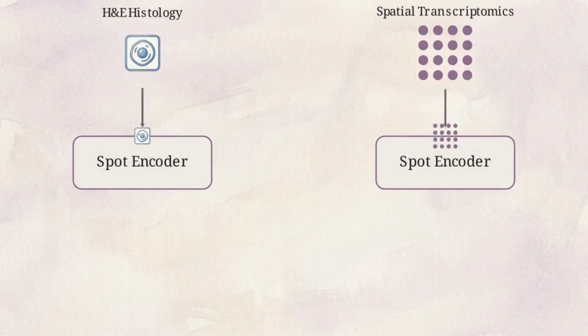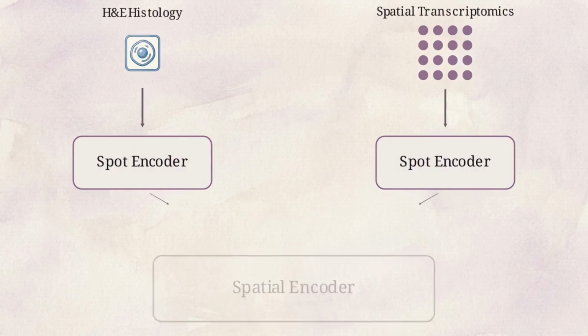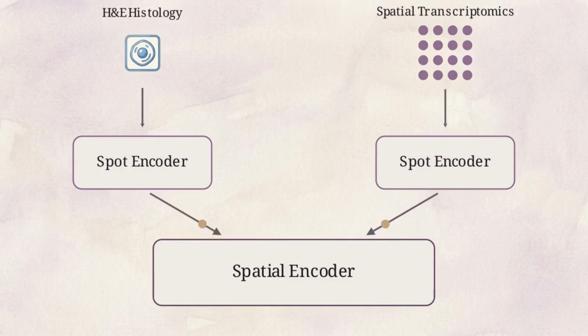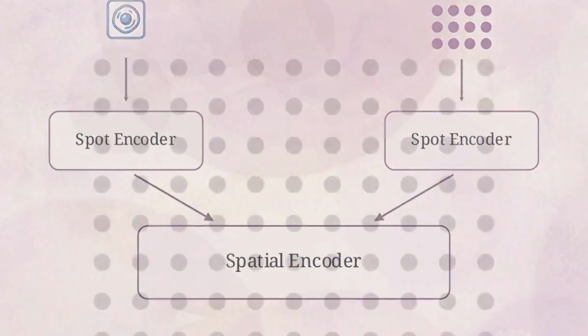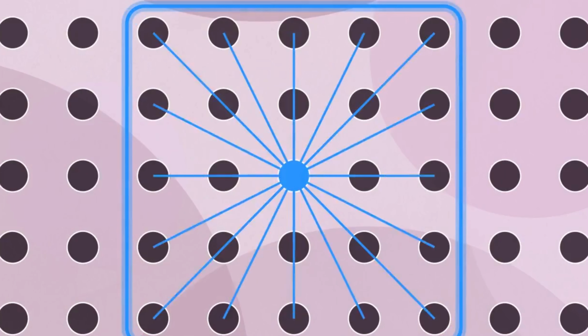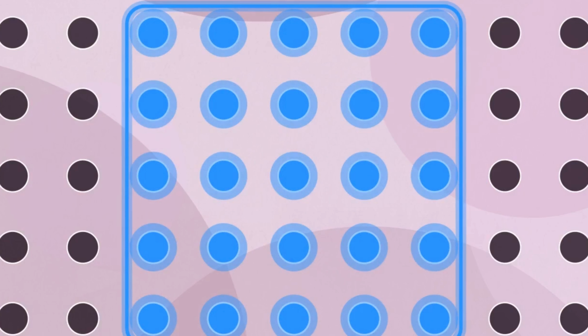Dedicated spot encoders independently extract features from both the H&E image patches and the spatial transcriptomic data before merging into a single central spatial encoder. This network is spatially aware. It analyzes a 5x5 neighborhood of spots to compute holistic tissue organization rather than evaluating isolated data points.